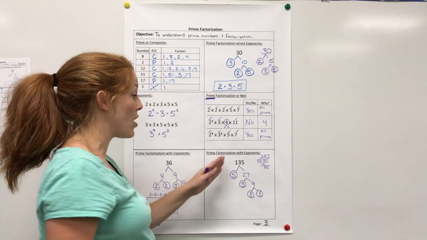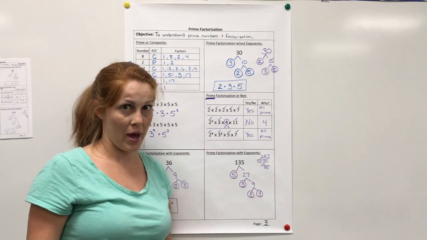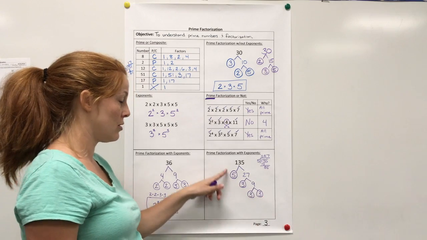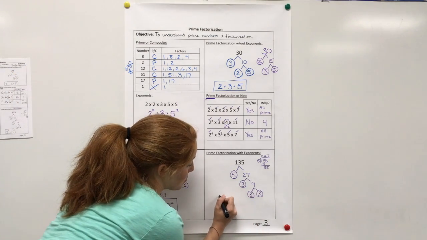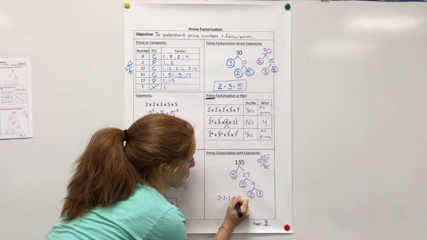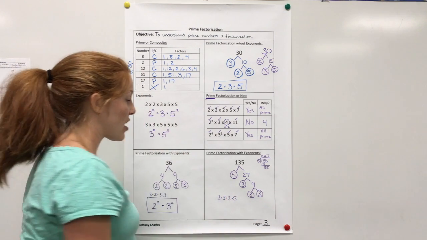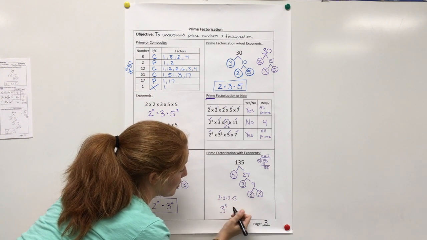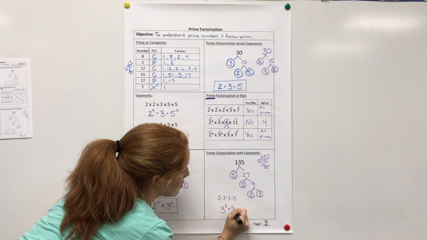Okay, again, this is one way you could have broken it down, not the only way. However, you should have had the same numbers circled. So first, if I wrote it without exponents, that'd be 3 times 3 times 3 times 5. With exponents, 3 to the 3rd power, because there's 3 of them, times 5.